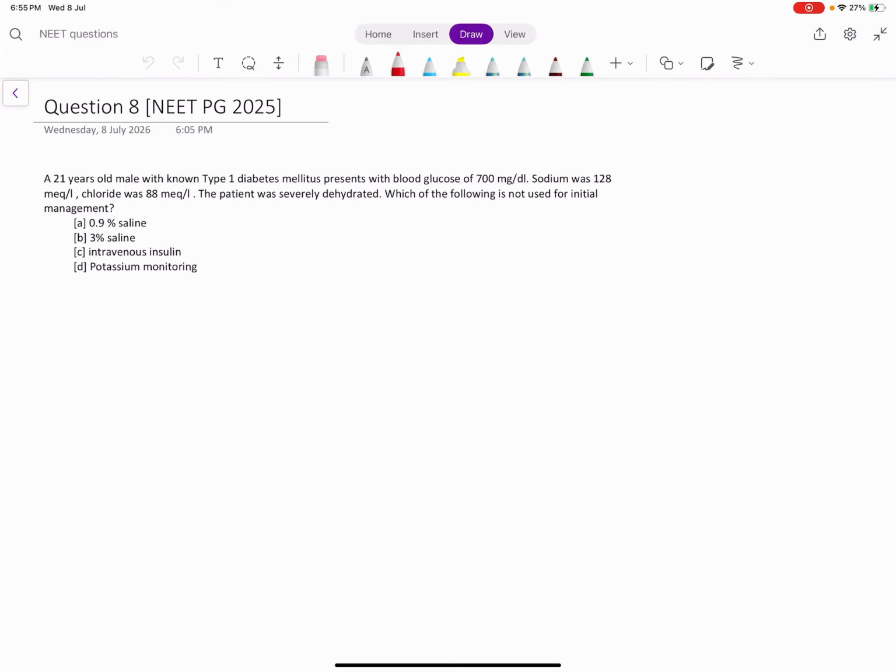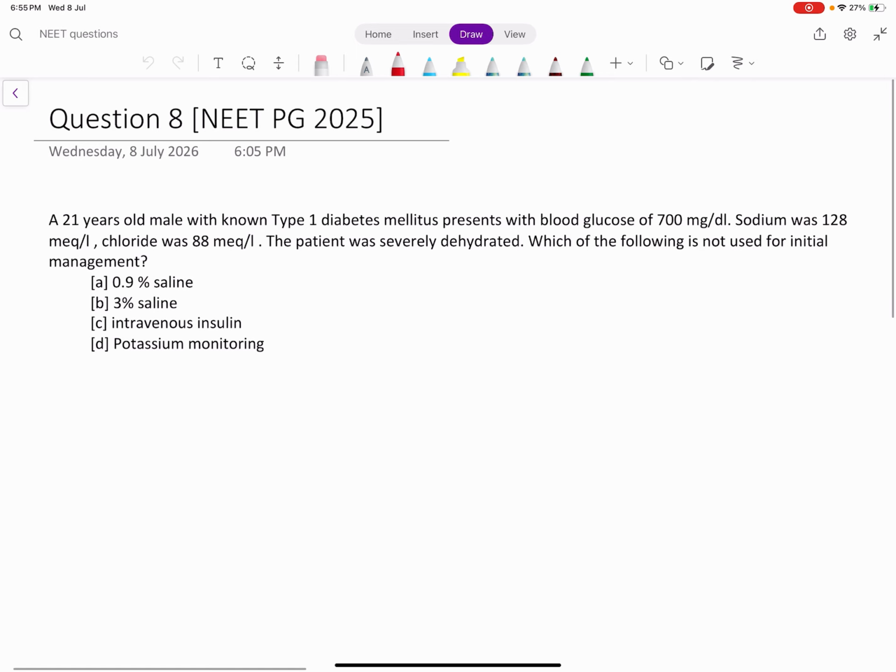Coming to question 8 of previous year NEET questions 2025. So this question we'll read from the last line. Which of the following is not used for initial management? So you have to find out the disease and think about what treatment is to be given and not to be given. Remember the question, what is not to be used? During stress we often get confused with yes or no questions. Okay, please note the word which is not to be used here.